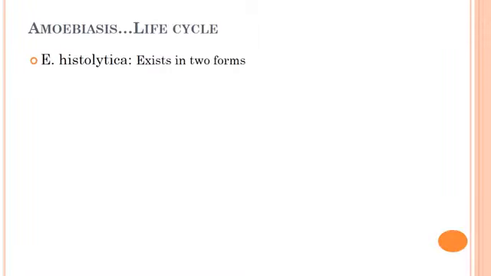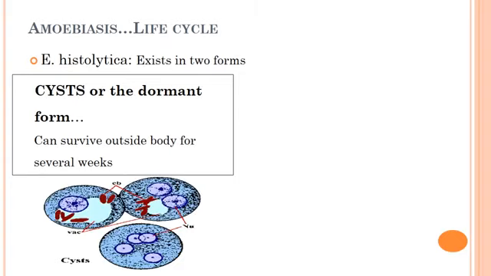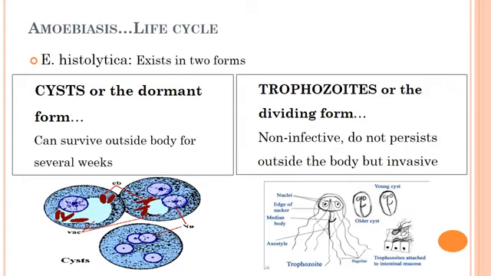Now let's see life cycle of E. histolytica. E. histolytica exists in two forms. First is cyst or the dormant form. It can survive outside the body for several weeks. Second is trophozoite or the dividing form. It is non-infective, does not persist outside the body but is invasive.